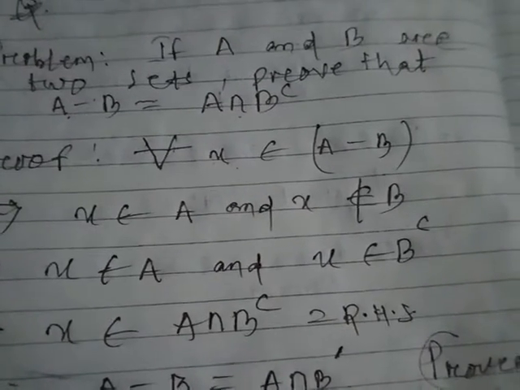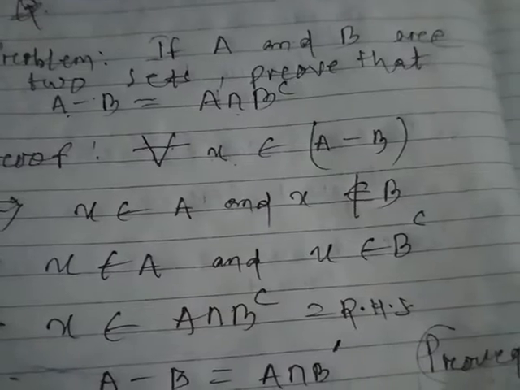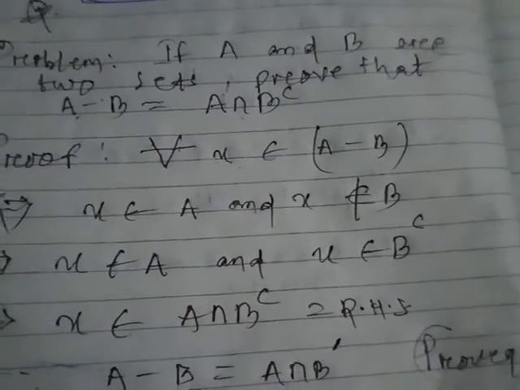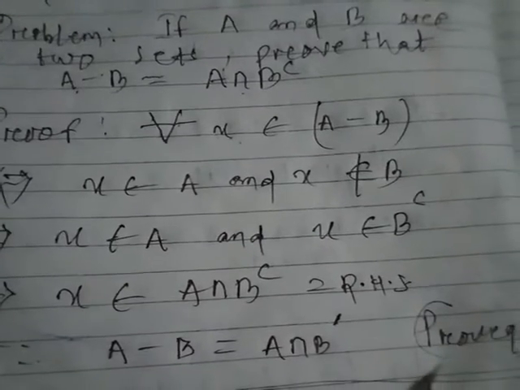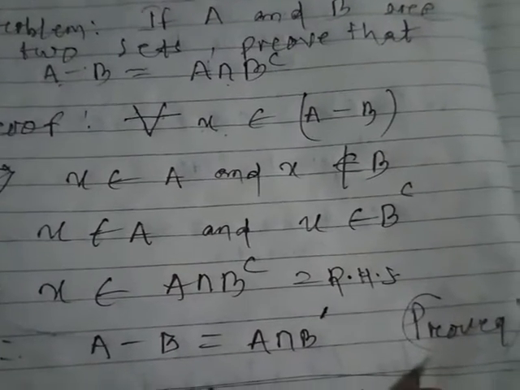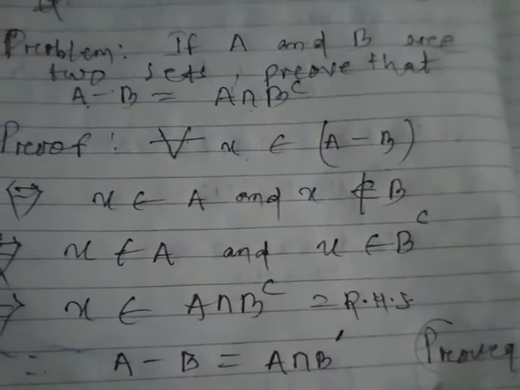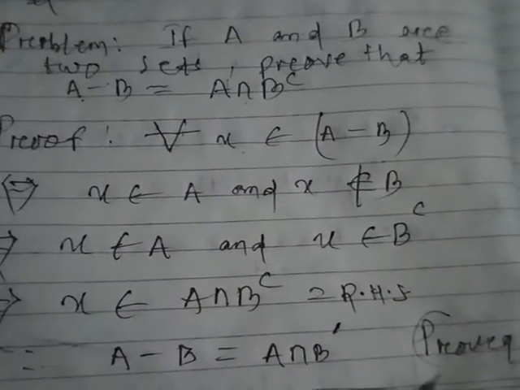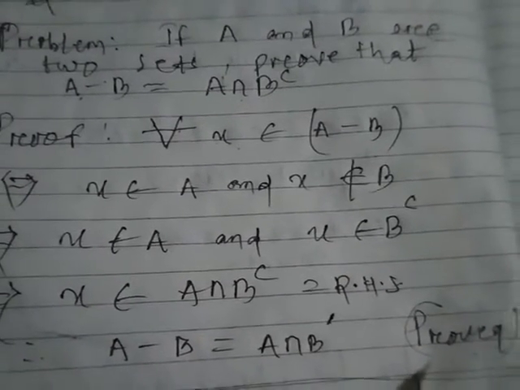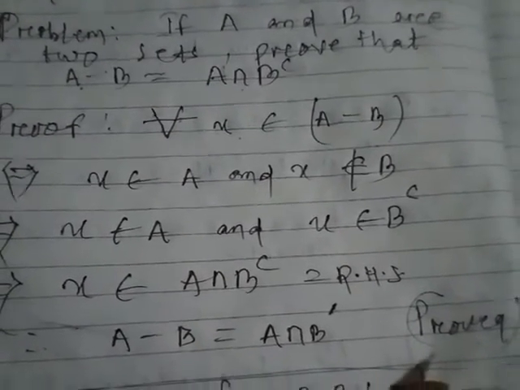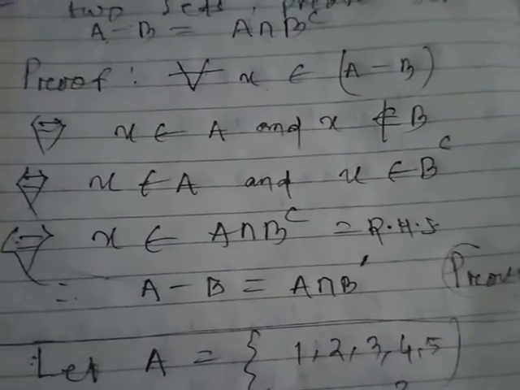So X belongs to A intersection B complement, which is the RHS. Hence A difference B is equal to A intersection B complement, or B dash. So this is the proof by using properties. By taking an element X, we proved that A difference B is equal to A intersection B complement. So let us take an example.